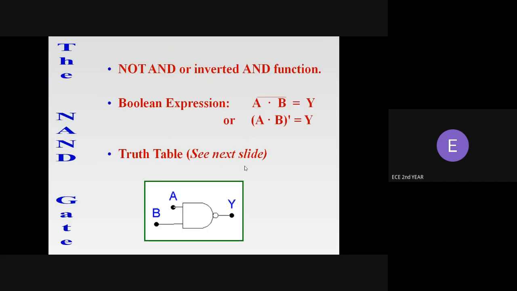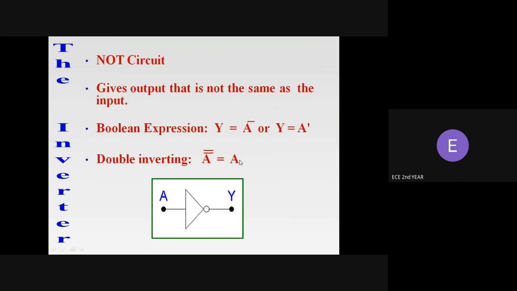Okay, and let us see the truth table for this one. The truth table is nothing but, if you apply 0 here, 1 will come as output. If you apply 1 here, you will have a 0 as output.